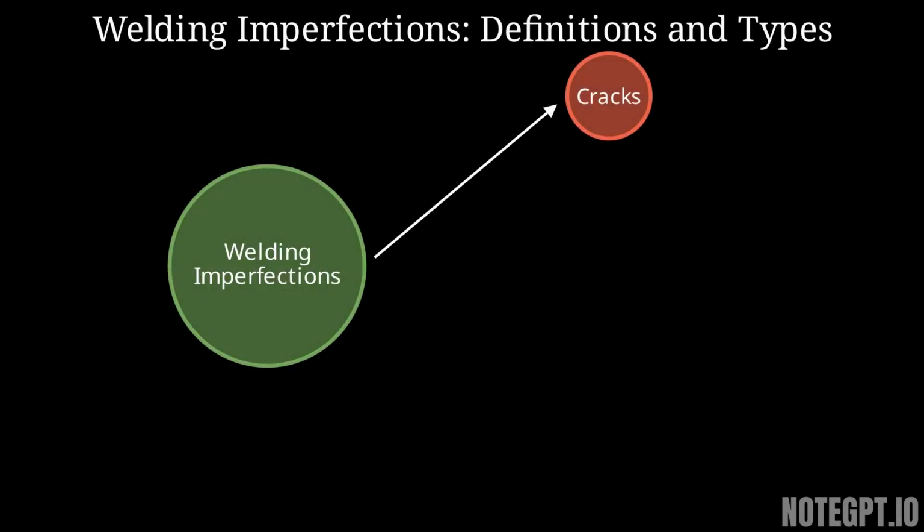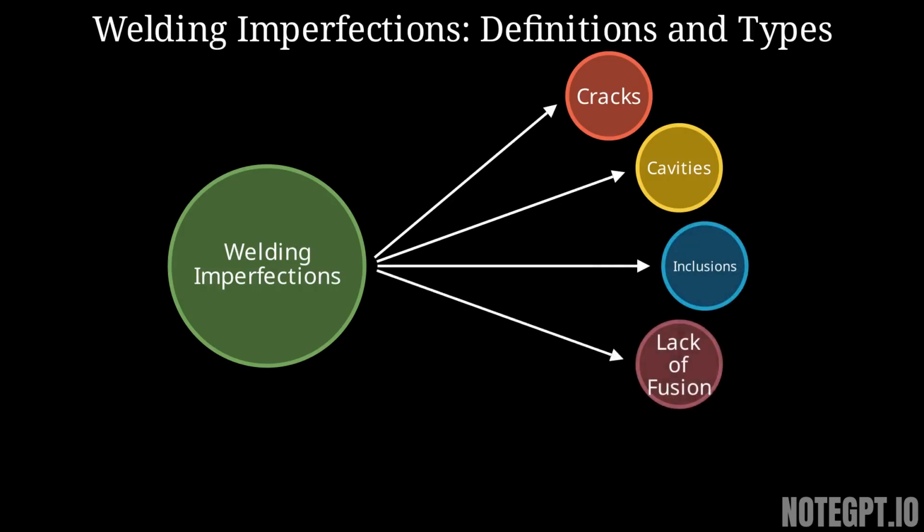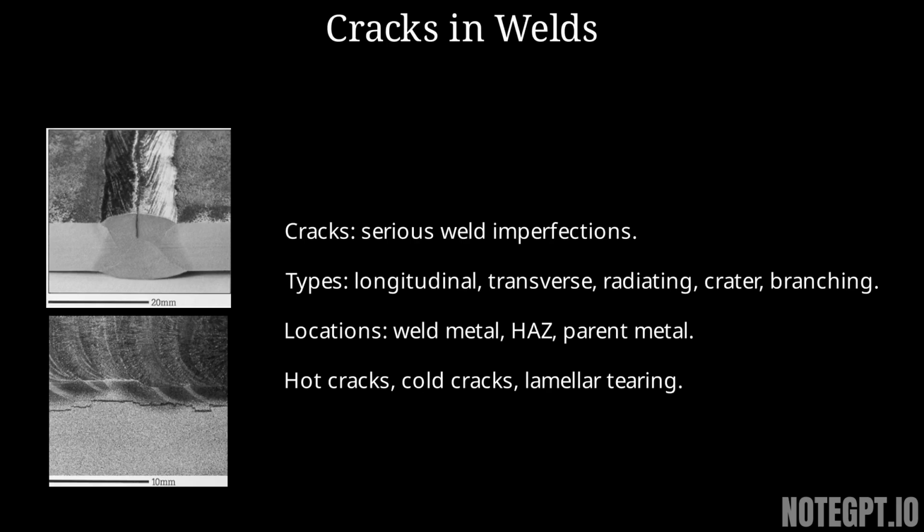Welding imperfections are deviations from the ideal weld. According to BS EN ISO 6520-1, they include cracks, cavities, solid inclusions, lack of fusion, penetration, imperfect shape, and miscellaneous imperfections. Cracks are serious imperfections that can occur in weld metal, HAZ, or parent metal. Types include longitudinal, transverse, radiating, crater, and branching cracks. They may be hot, cold, or lamellar tearing.